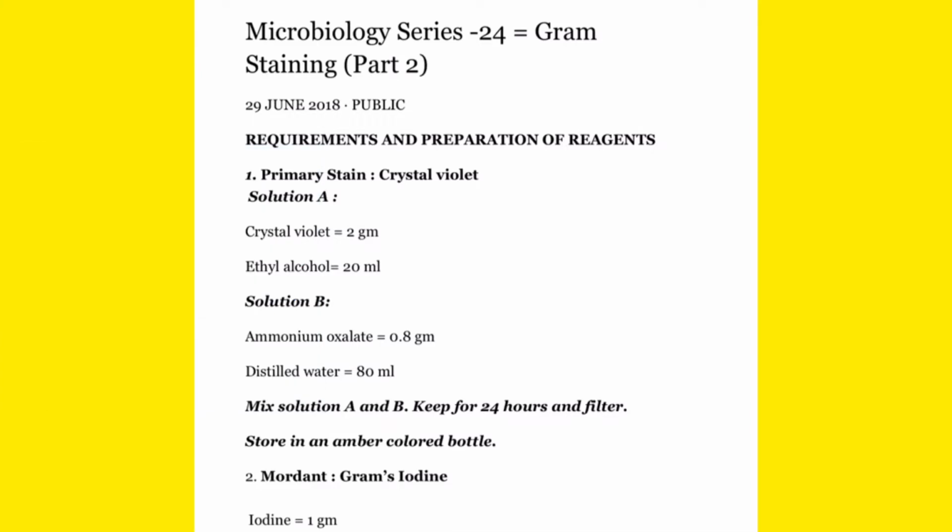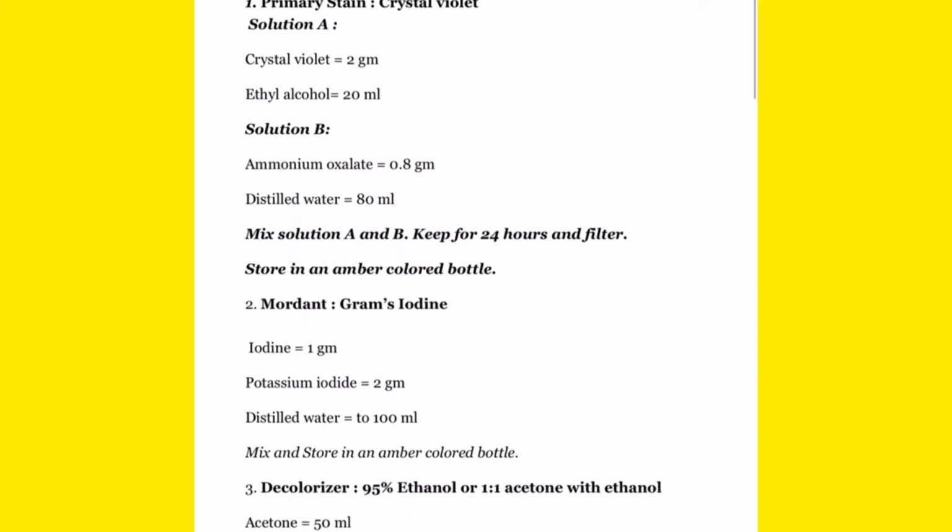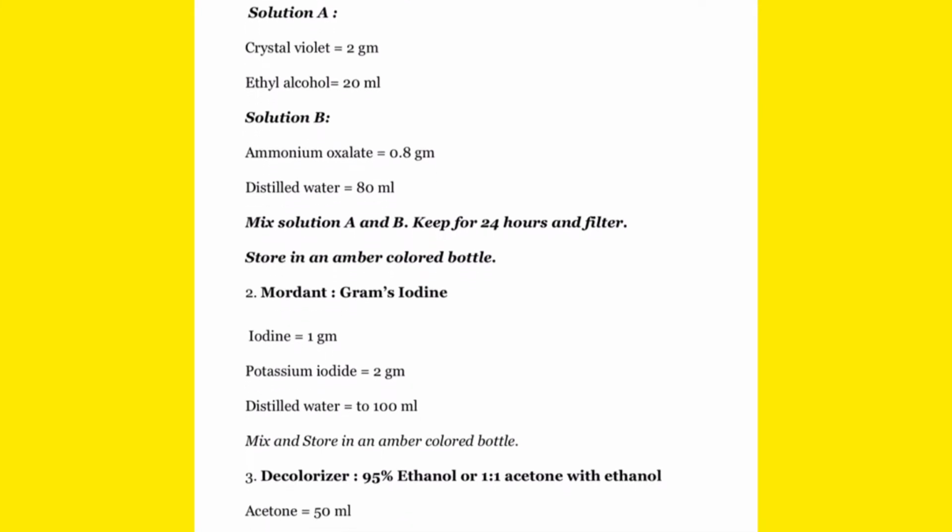First, which type of stain are we going to use during the differentiation of bacteria? This is the primary stain, called crystal violet stain. How to make it, you can read here. Crystal violet 2 grams, ethanol 20 ml. You mix them, and this is solution A in one bottle. Second bottle, solution B: mark your bottles A and B. For this, ammonium oxalate 0.8 grams and distilled water 80 ml. Mix them properly, and filter this solution and store it in colored bottles.